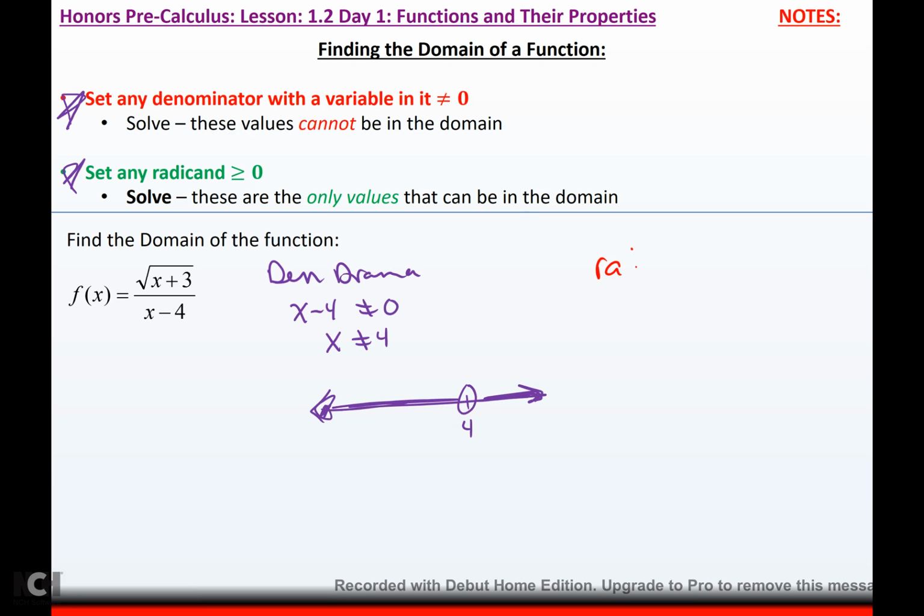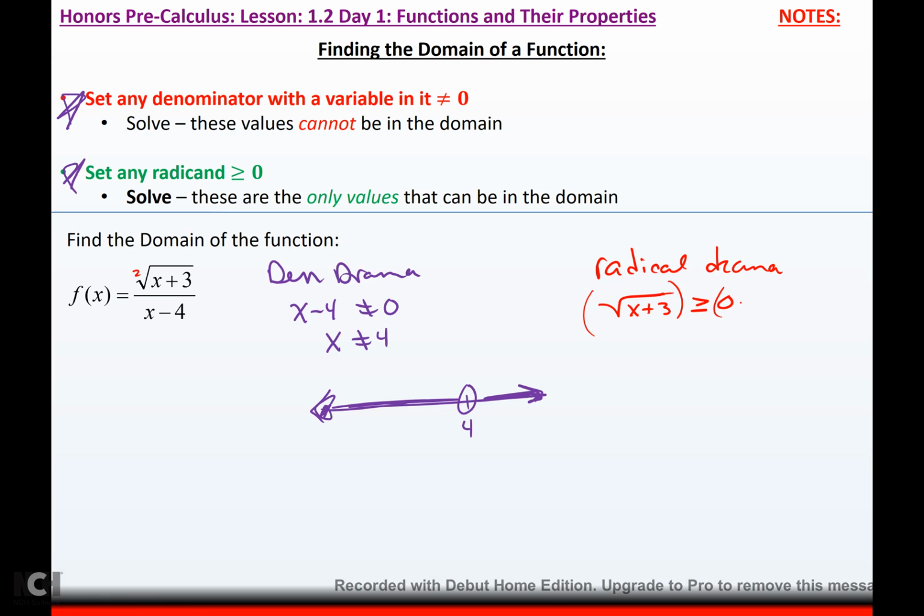Now, if I do my radical drama, and this is only when you have an even index. If that's an odd, it's not even drama. Radical drama says, Mr. Radicand, or you could write the whole thing actually, that radical must stay positive, because if it's negative underneath there, then it's, again, imaginary, and that's not allowed. So we do not want any x's coming to our party that would make that negative.